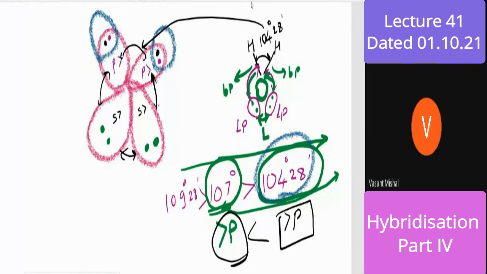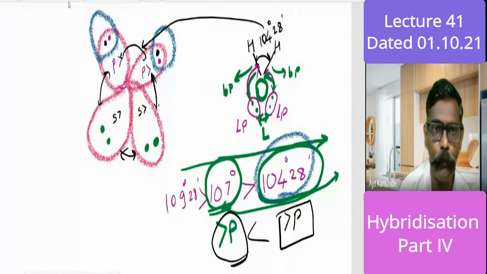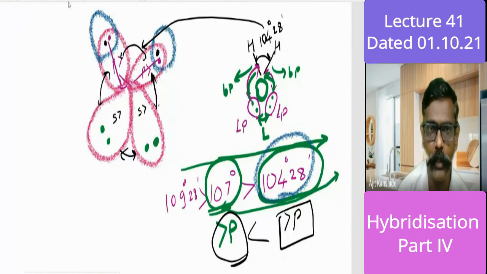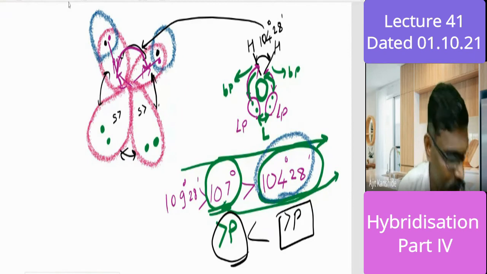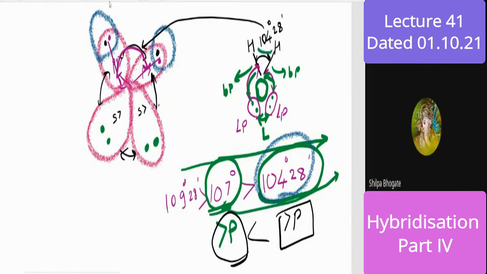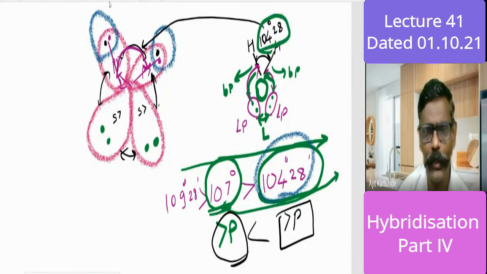Okay. Now let me understand this bond pair, the oxygen hydrogen bond pair. Help me. What is the bond angle? 104, yes, 104 degrees 28 minutes. For our calculation, you can consider it generally simply as 104.